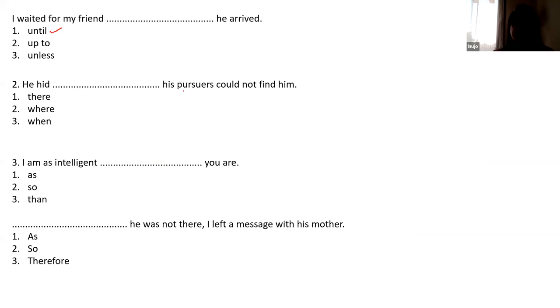He hid dash his pursuers could not find him. So he hid where his pursuers could not find him.